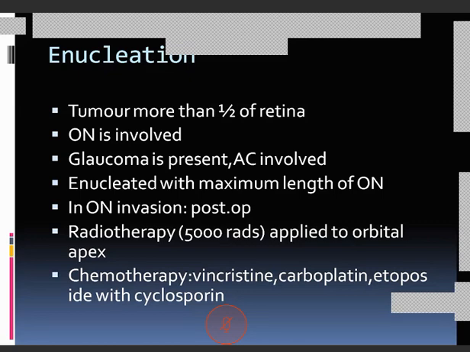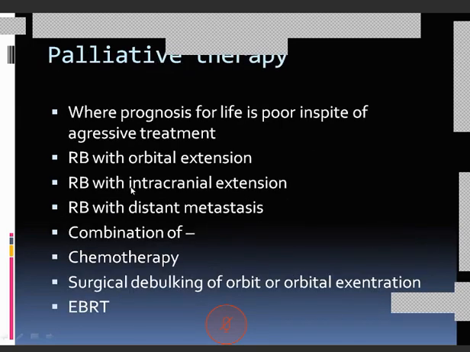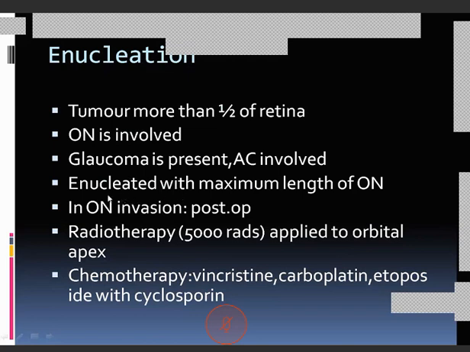If we see tumor cells even at the cut end of the optic nerve, then in the postoperative period we need to order radiotherapy, that is 5,000 rads applied to the orbital apex, and we also need to give chemotherapy: carboplatin, vincristine, and etoposide with cyclosporine. So this is about enucleation, and the rest I will tell you afterwards.